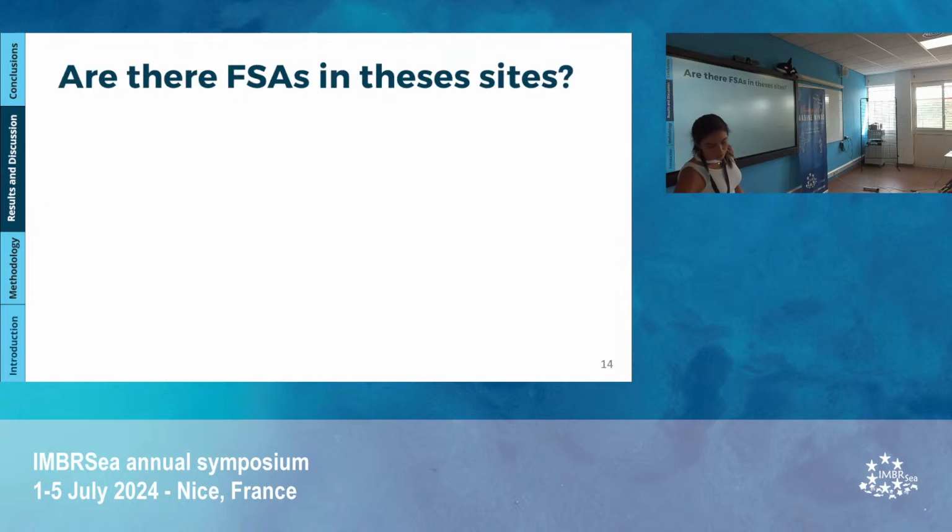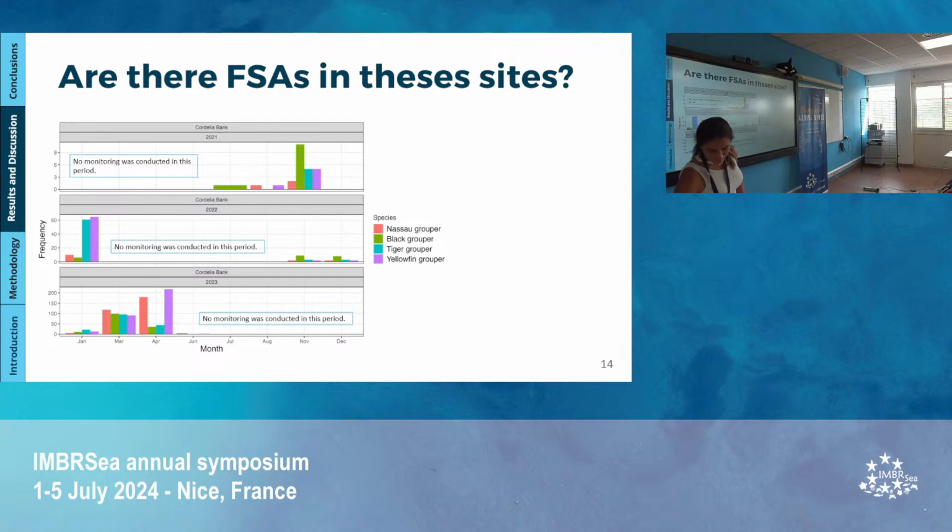So, are there FSAs in these sites? First, I will talk about Cordelia Banks. So here we can observe the individuals in the peak day aggregation, and here are the months. So first, we can observe that in Cordelia Banks, there's the presence of the 4 species.